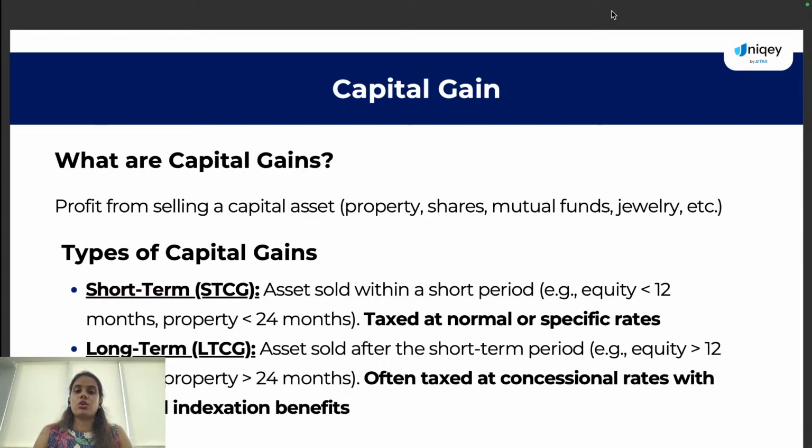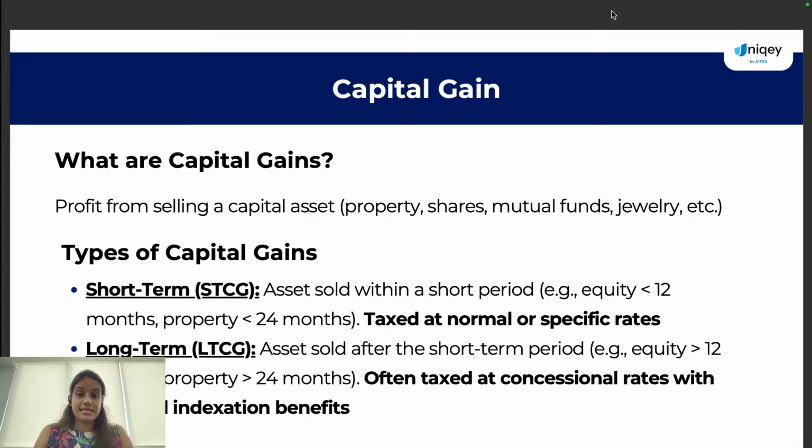So what is called a short-term capital gain? What is called a long-term capital gain? People are confused whether they are selling in a short-term way or a long-term way. So here I have defined it. If the asset you have sold was held for less than 12 months in the case of shares or mutual funds, or less than 24 months in the case of property, it is called a short-term capital asset, and the gain on it is short-term capital gain.